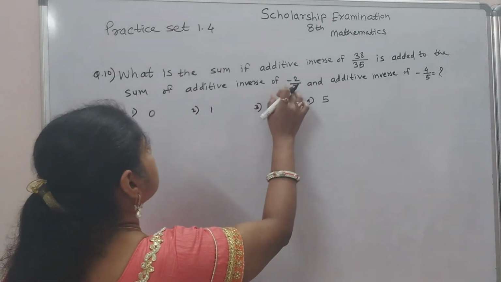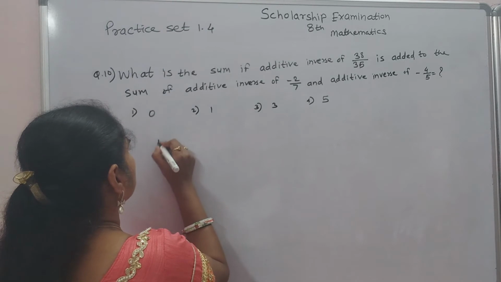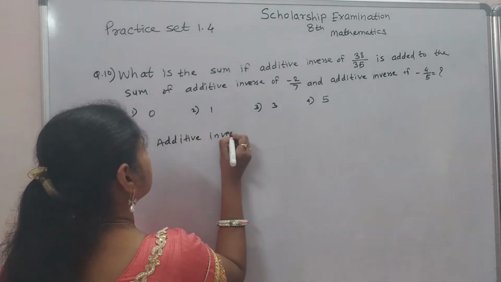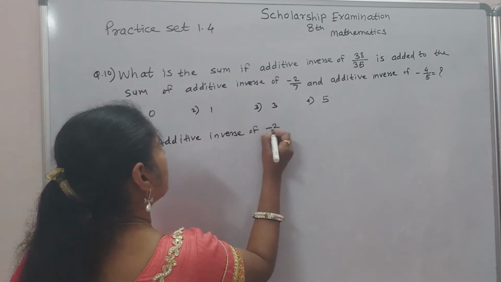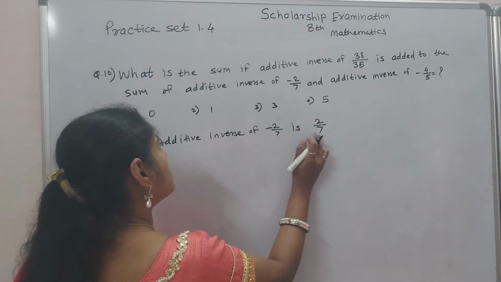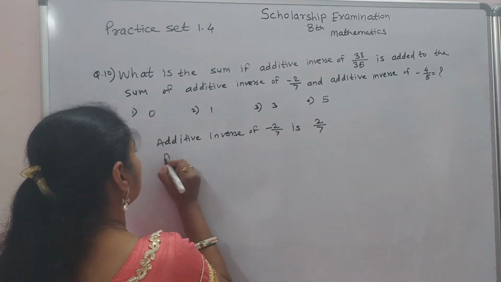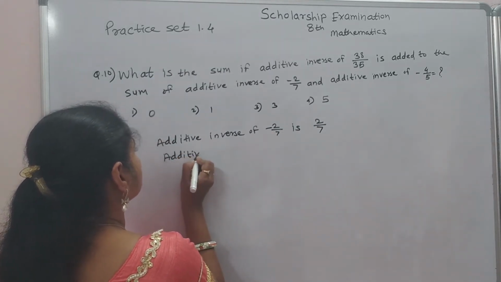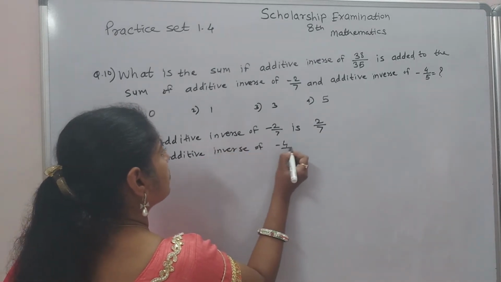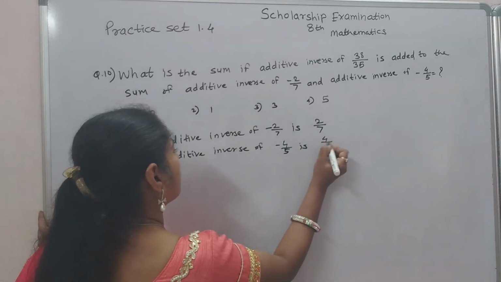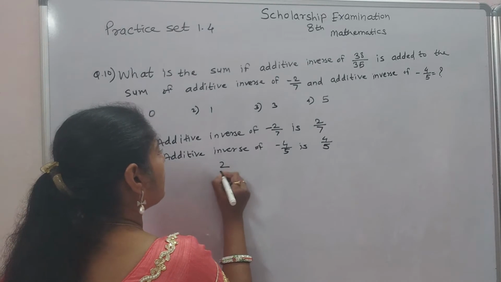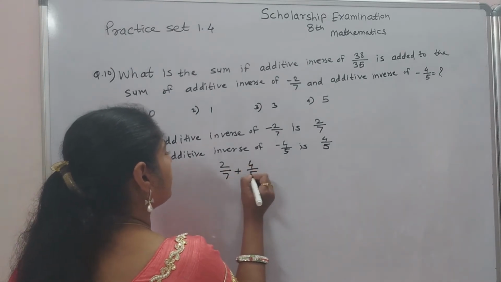So, additive inverse of these numbers: minus 2 upon 7, additive inverse is 2 upon 7. Only change the sign. Additive inverse of minus 4 upon 5 is 4 upon 5. First add these two numbers, the additive inverses, 2 upon 7 plus 4 upon 5.